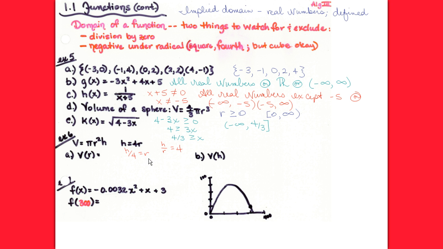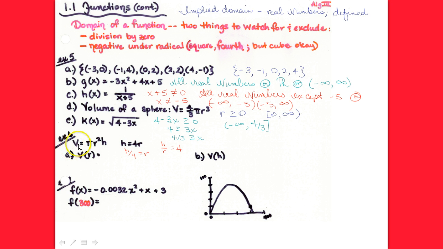So for the first part of this, it says express the volume of the can as a function of the radius r. Now, when they say they want me to write the volume as a function of the radius, that means they want me to rewrite that equation for volume, and the only variable they want me to use is radius. If it had said express the volume as a function of the radius and the height, that's what we've got right here.